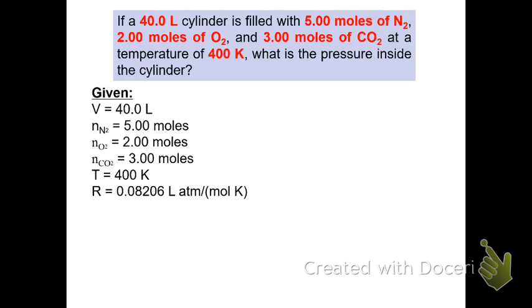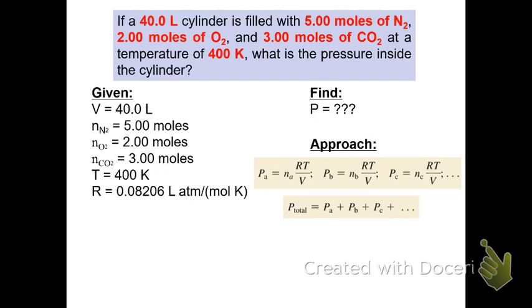So we are given this information. We know the total volume of the container. We know the temperature inside the container, and we also know the ideal gas constant. We are also given the number of moles of the gases. So we can easily determine the total pressure by first determining the individual partial pressures of the gases and then adding them all up together to get the total pressure. These are the equations that we will need.